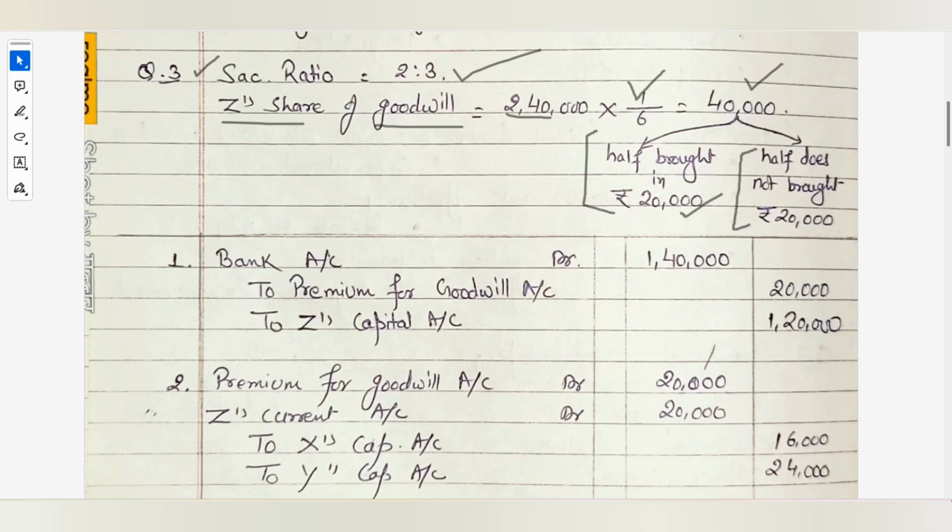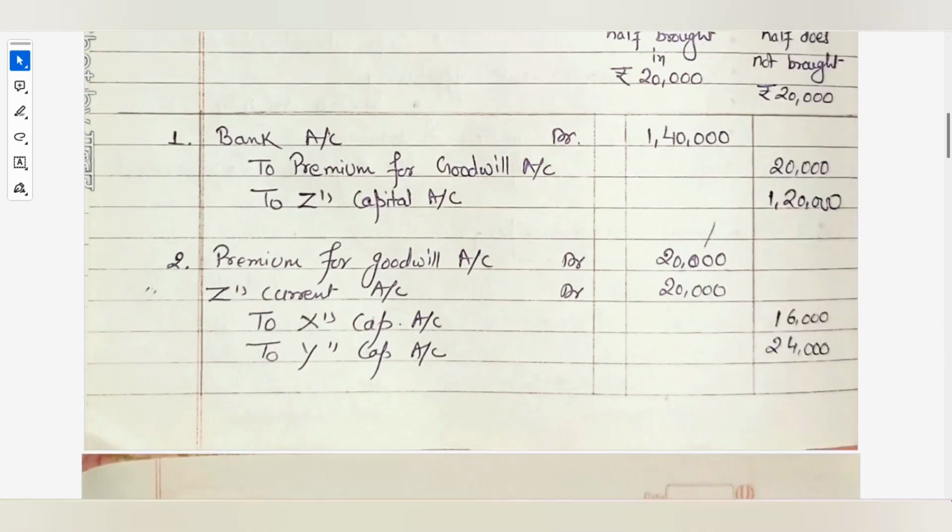So as per the given situation, there will be two entries. The first entry will be for bringing the amount of capital as well as goodwill. So bank account will be debited because the bank balance has increased. Then credit premium for goodwill and Jet's capital. As given in the question, rupees 1,20,000 for capital and half of his share of goodwill, that means only 20,000 out of 40,000. That means 20,000 and 1,20,000, so the total bank balance increased by rupees 1,40,000.